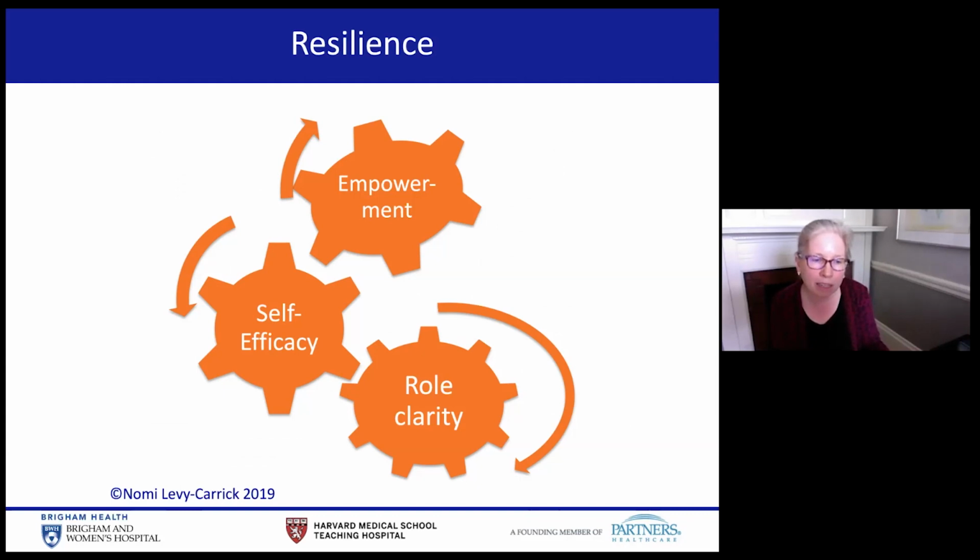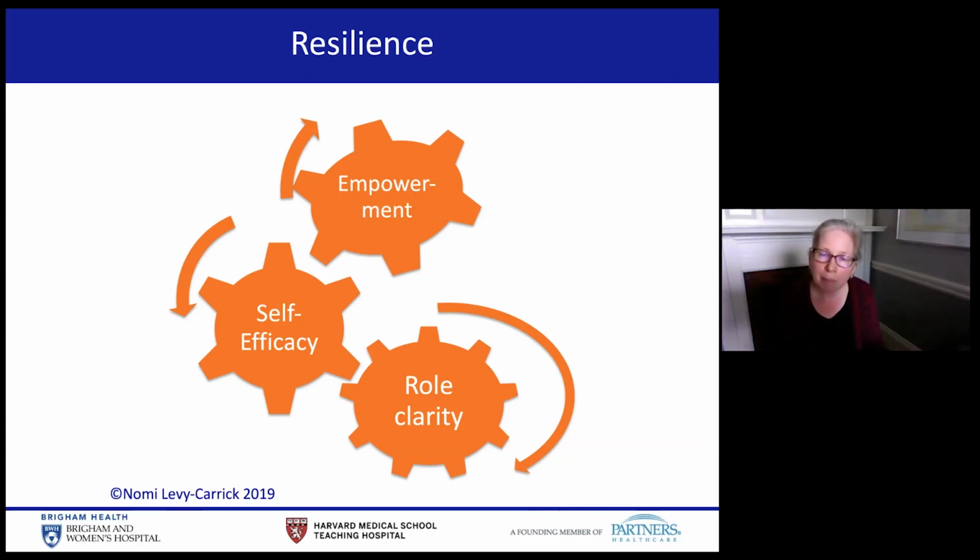So this is my colleague, Nomi Levy-Carrick's graphic of thinking about resilience in healthcare providers, that it's important for us to have role clarity, to know this is my lane and this is not my lane, in order for us to be able to function with resilience in our work. To have self-efficacy, so to have the confidence and strength that we have the skills we need to do the work that we're supposed to. And then finally, to be empowered really by our system to have the resources that we need. So think about that as PPE or technical support or training or the ability to take a break when we need it, to be empowered to do the work that we do. So even individually, we function in a system to have resilience.